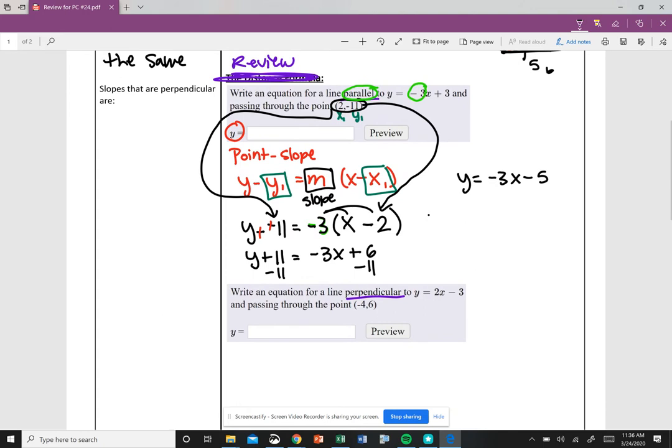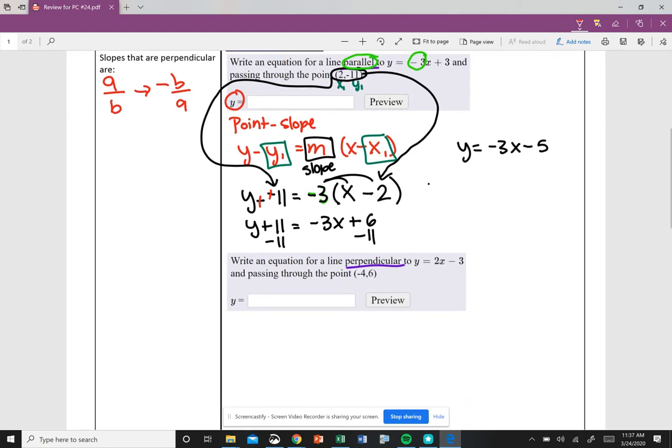All right. So now we also need to remember what the slopes are when they're perpendicular. So if I have a slope A over B, if I want it to be perpendicular, I flip it over and I change the sign. So right here, I'm going to start with slope this time. So my slope is 2. So if I want to change 2 to perpendicular, this is technically 2 over 1. So if I flip it over, and then I have to change the sign. So my new slope is going to be negative 1/2. So there's my new slope.